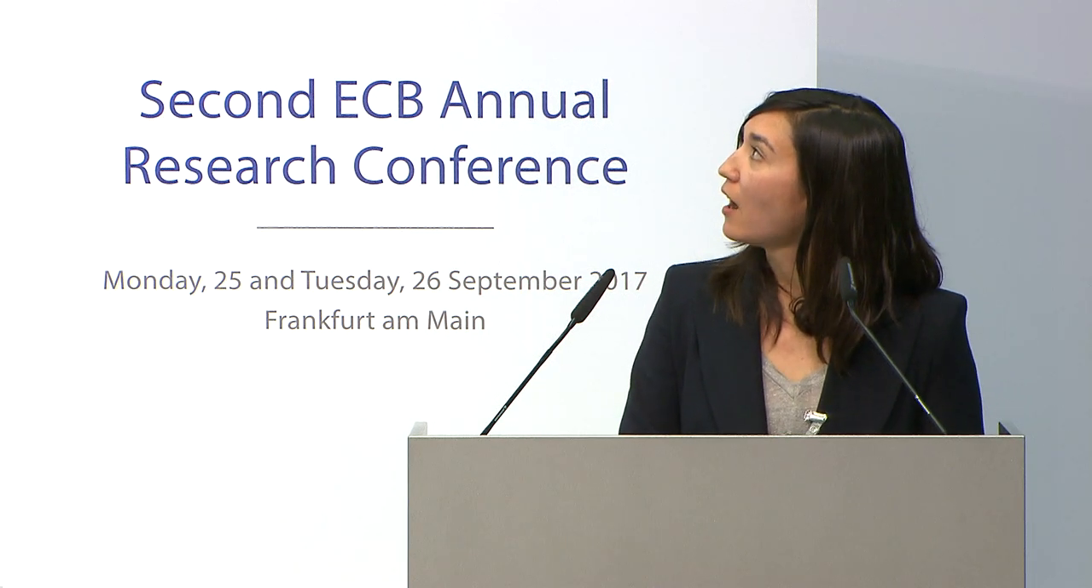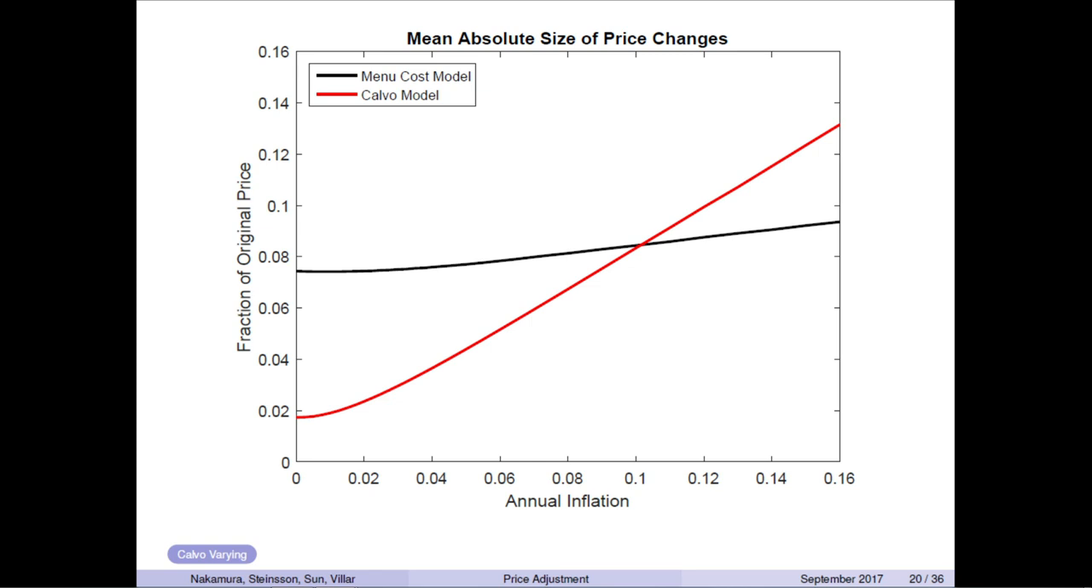So here is a graph of the mean absolute size of price changes as a function of the steady state inflation level. And this is verifying that this intuition works in the menu cost model and the Calvo model. In the menu cost model, the graph shows that as steady state inflation rises from 0 to 16%, the absolute size of price changes remains essentially constant at around 8%. The intuition is that in the menu cost model, you allow your price to drift away from its optimal value until you hit the SS bound, and then you adjust to the optimal value. But if the SS bounds are relatively invariant to the steady state inflation, then intuitively, you're always going to hit the SS bounds around 8%, and so the absolute size of price changes is not going to change much as a function of inflation.